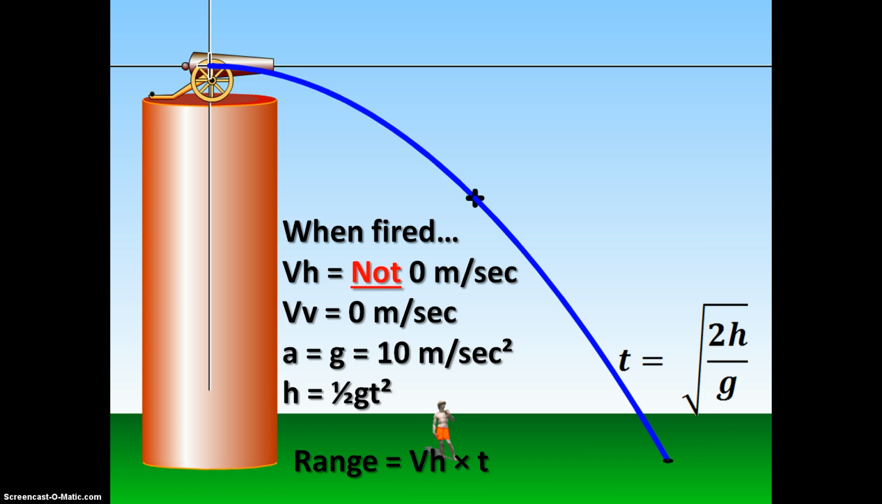When a projectile is fired with some horizontal velocity from a height, the only difference is the horizontal velocity now is not 0 meters per second, but it's some other value. The vertical velocity still starts out at 0 meters per second. The acceleration is still 10 meters per second squared downward, and the height and time equations are exactly the same. But now, because the object is moving horizontally, the horizontal distance it travels, or its range, is going to be equal to VH times the time.